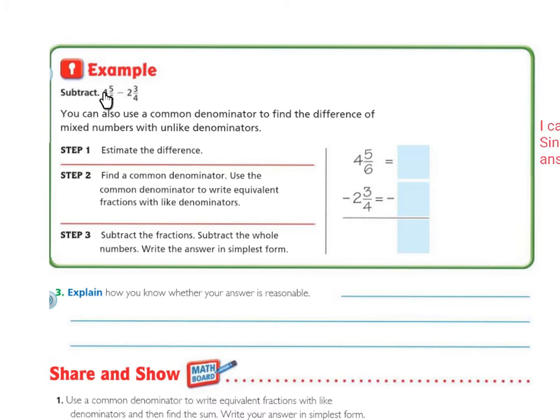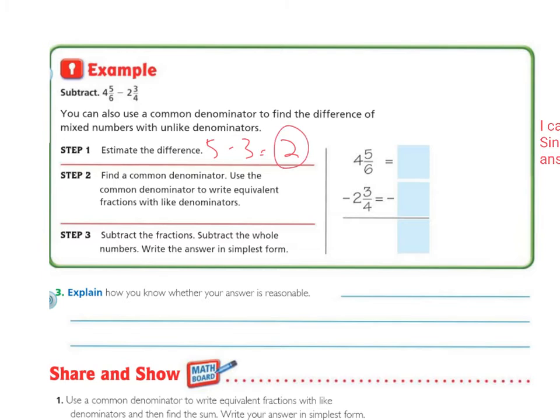For example, we have 4 5/6, and we're going to subtract 2 3/4 from that. You can also use a common denominator to find the difference of mixed numbers with unlike denominators. So let's estimate the difference. 4 5/6 is really close to 5, right? And 2 3/4 is close to 3. So if I subtract that, I'm going to get the answer 2.